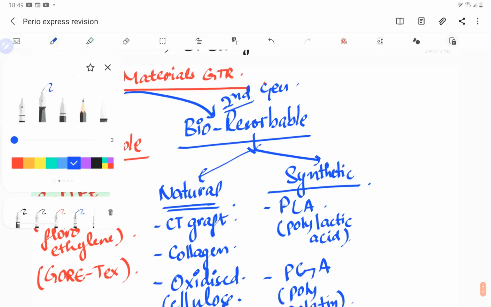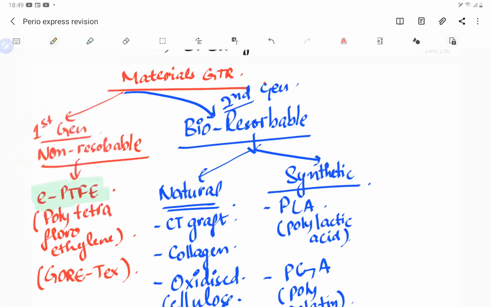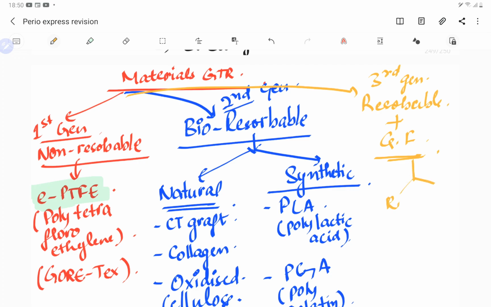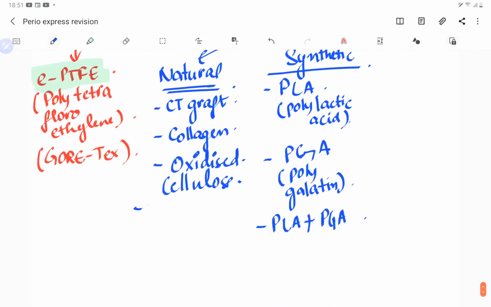Now the third generation, guys, is basically the resorbable plus the growth factors, so that there is more growth which happens. In that also again resorbable and non-resorbable. So basically resorbable with a growth factor is also used as a graft for the GTR. We also have the Duramater, right, in this. So this is about the GTR materials.